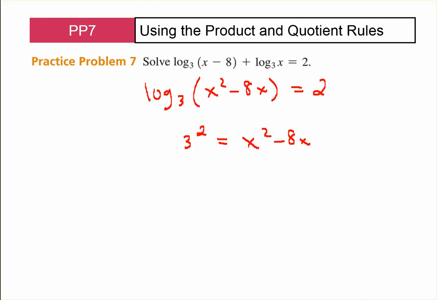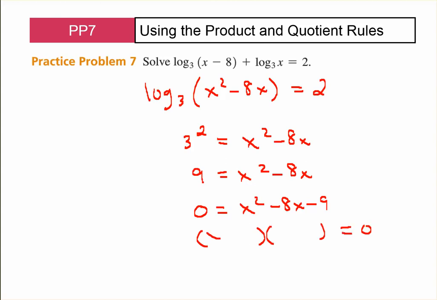I think we can solve this now, is that right? 3 squared? Nine. To George it's 17. Everybody else in the world is 9. Okay, subtract 9 from both sides, set it equal to 0, and I think we can finish this off here. Two numbers multiply to -9, add to -8. X minus 9, x plus 1, I go with that. Set each of them equal to 0, and solve, so I got myself x equals 9 and x equals -1.